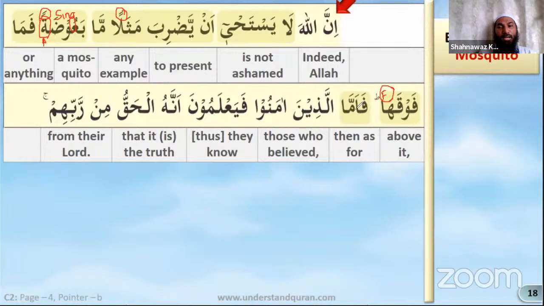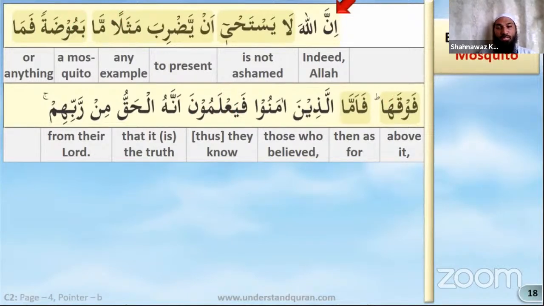Then, amma, as for, amma, as for alladhina amanu. Alladhina amanu, we already know, those who believed. فَيَعْلَمُونَ, for then, يَعْلَمُونَ, they all know. A'lama, from ilm. فَيَعْلَمُونَ, thus they know. أَنَّهُ, indeed that. Al-haqqu, that is the truth. What is the truth? The truth is the Quran, and the examples that Allah Ta'ala is giving. مِن رَبِّهِمْ, from their Rabb. This is a simplistic sort of translation of just a part of the ayah. We have the complete ayah coming inshallah after this.